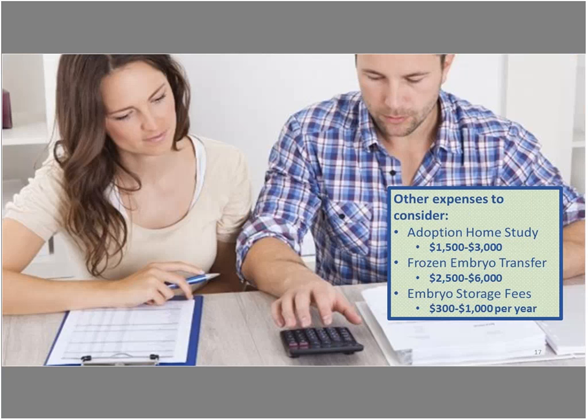Other expenses to also consider is the adoption home study, which I referenced, that in-depth screening process where they're meeting with a social worker and also completing educational components. That can be $1,500 to $3,000 depending on the agency and the part of the country you're located in. It includes the frozen embryo transfer, which will be in addition to what an agency is charging. So that can range from $2,500 to $6,000 for the frozen embryo transfer procedure with the fertility clinic, and then also ongoing embryo storage fees.